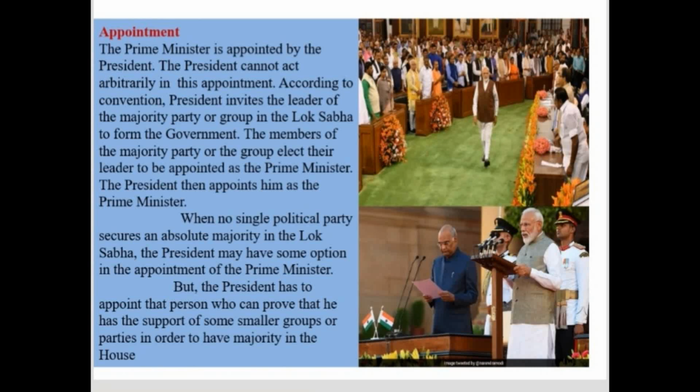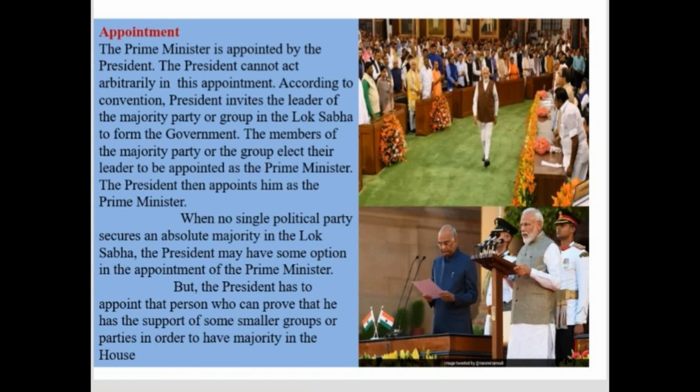So what he does? See, the President invites the leader of the majority party or group in Lok Sabha to form the government. So once elections are finished, definitely a political party might emerge victorious. That means a political party or a group of political parties may have majority share of vote to form the government. If a single political party wins the election, there is one kind of situation here. So single party has won. Now what will happen? The President will ask this single party which has won the election to elect their leader.